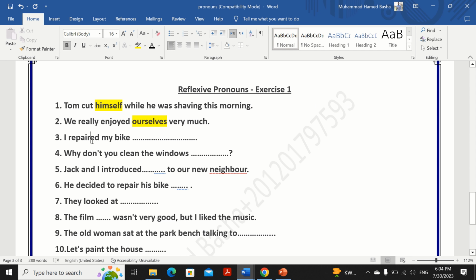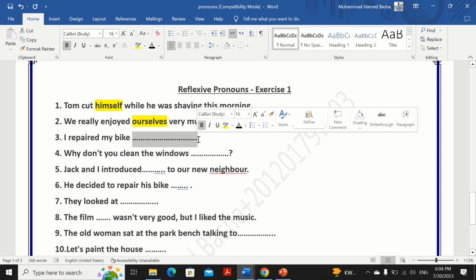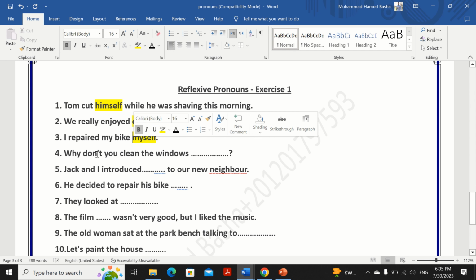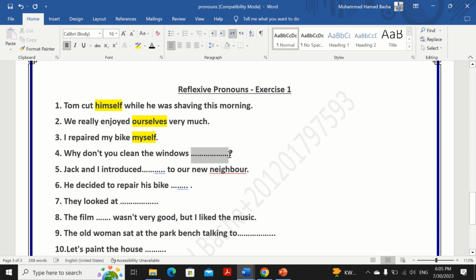I repaired my bike myself. Excellent. Another one. Why don't you clean the windows yourself? Yourself. Excellent. It's a correct one. You are a hero. Jack and I equal we, introduced to our new neighbor. We introduced ourselves. This is the correct answer.